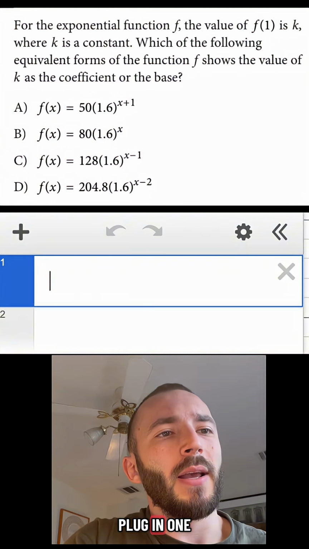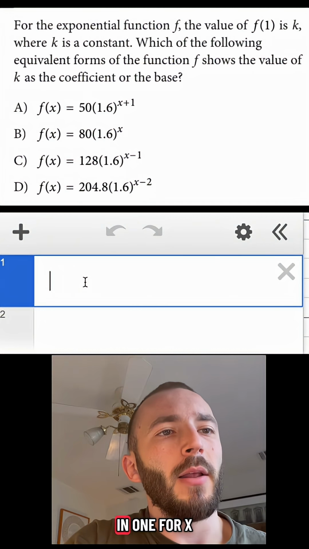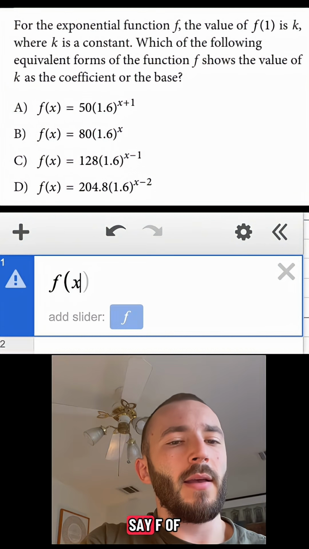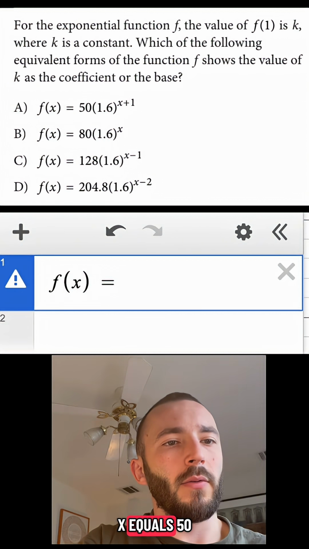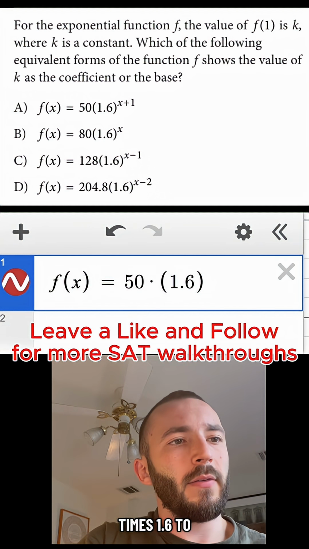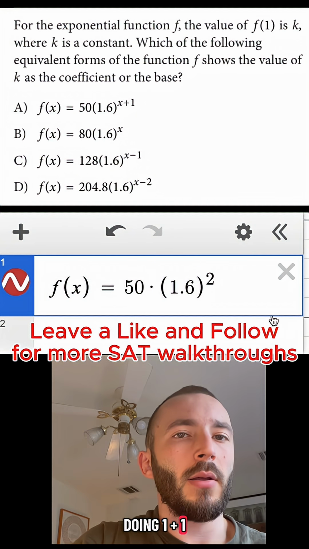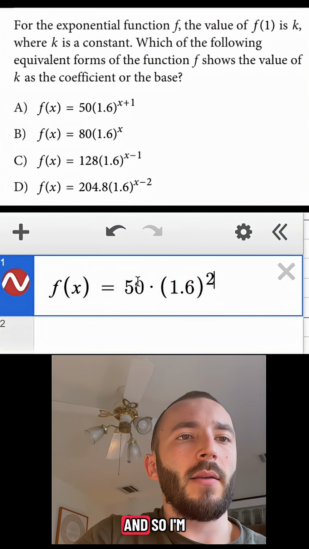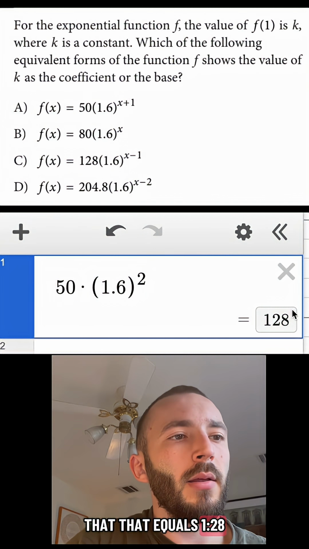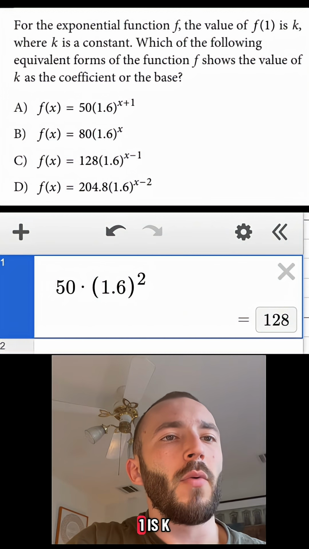I'm just going to plug in 1 for x. I see I have f of 1 here. So I'm going to plug in 1 for x, and I'm just going to start with that first equation. So I'm going to say f of x equals 50 times 1.6 to the power of 2, right? Because I'm just doing 1 plus 1. And actually, I'm going to get rid of the f of x, and I see that that equals 128. Okay, so now that's k. 128 is k, because f of 1 is k.